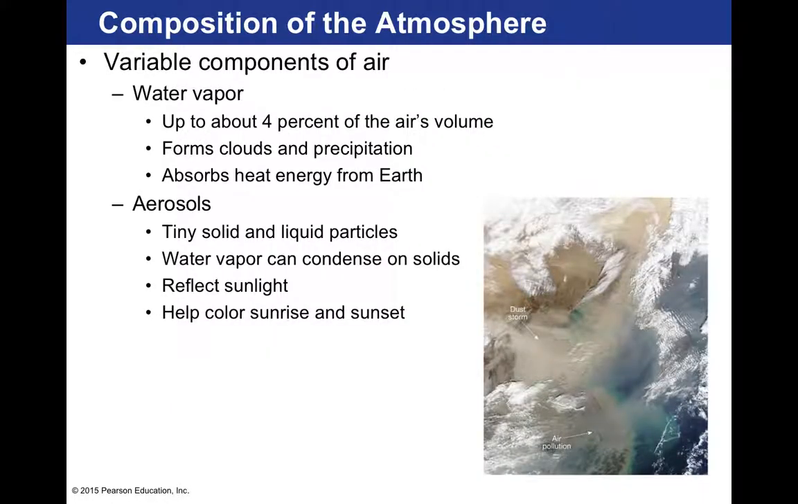There is water vapor in our air, and it's up to about 4% of the air's volume. And because there's water vapor in the air, this is why the atmosphere is able to form clouds and also precipitate moisture back down to the Earth's surface. The water vapor in the atmosphere is also responsible for absorbing heat energy from the Earth. There are also aerosols in the atmosphere, and all an aerosol is, is a tiny solid or liquid particle. Water vapor can condense onto solids. Aerosols also reflect sunlight, and they help color the sunrise and the sunset.